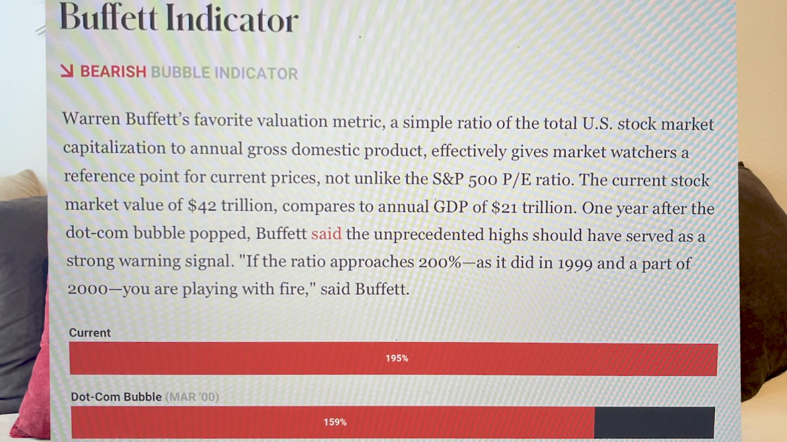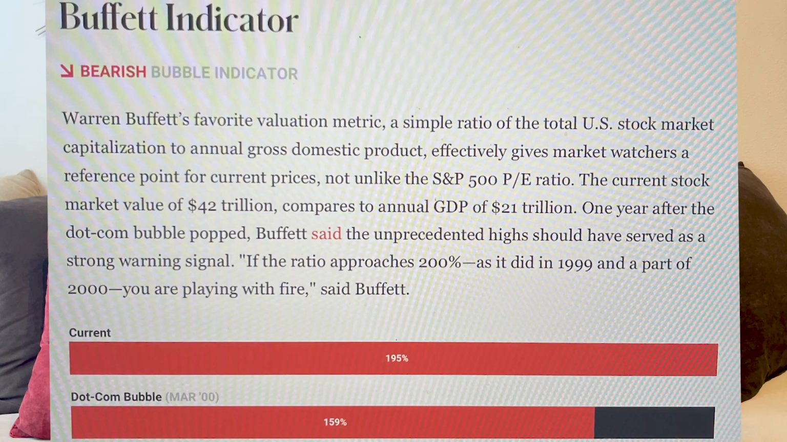Number 7, Buffett indicator. So Mr. Warren Buffett, he has his own indicator, which is that he grabs the total market cap, like the value of the stock market, and divides it by GDP. And he says that once that number reaches 200%, we're at a very high risk of a market collapse.